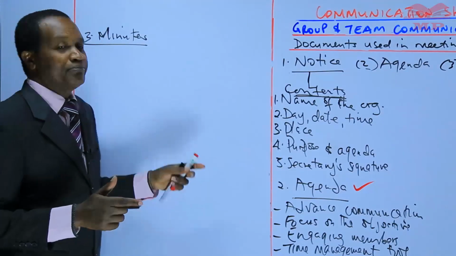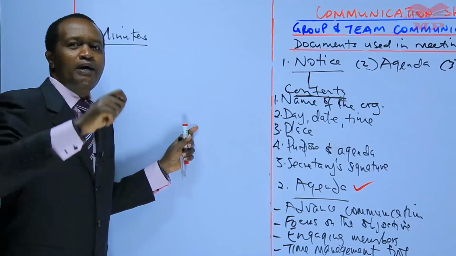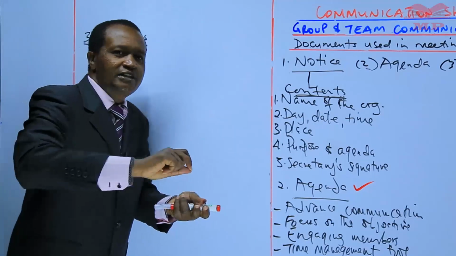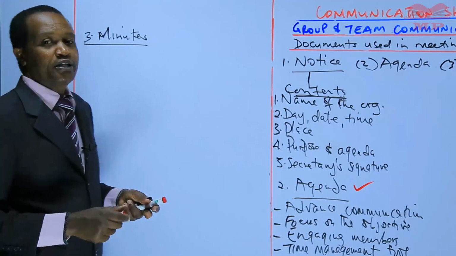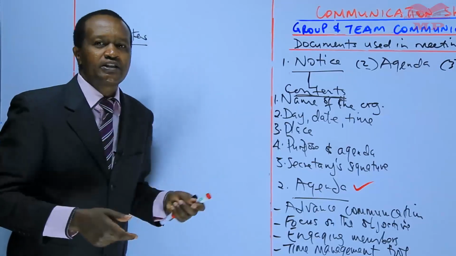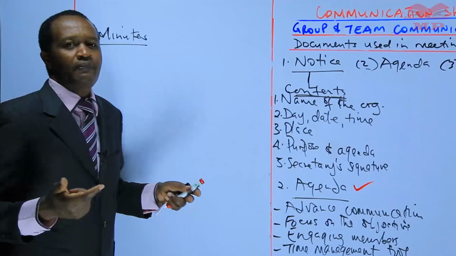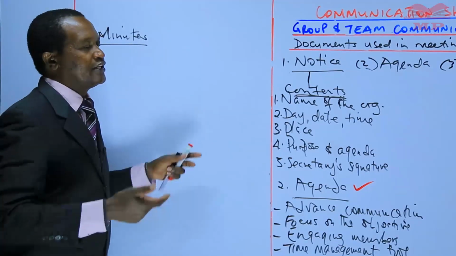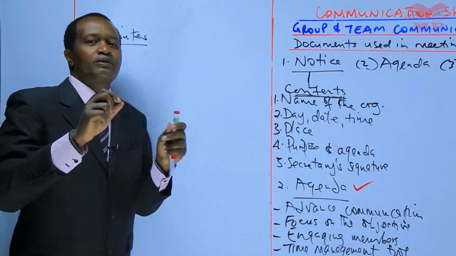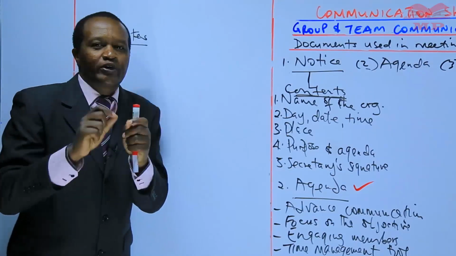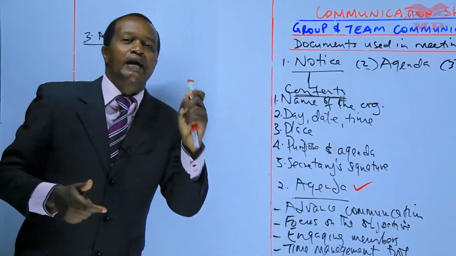So the minutes must be precise and clear. And once minutes are approved and signed, they can even be accepted by a court of law as evidence of the proceedings of meetings that are held. And the main objective of minutes is to record concisely and accurately the essential work done at a meeting.